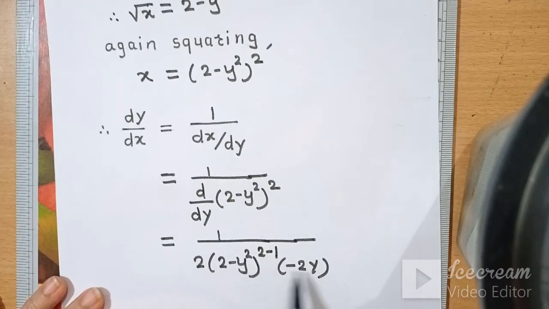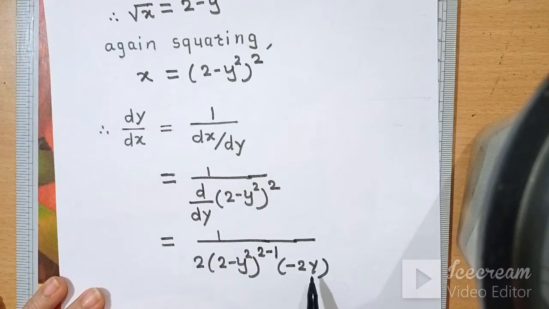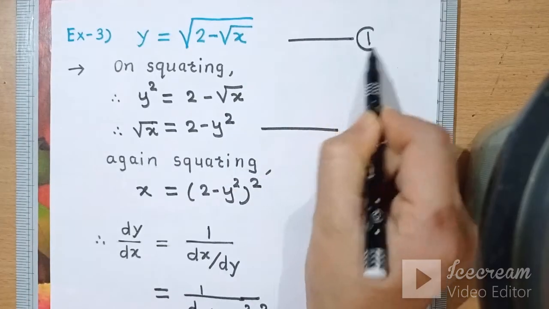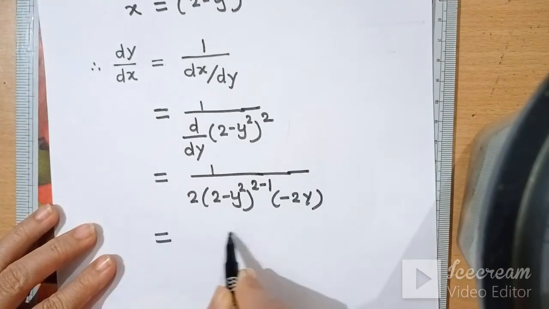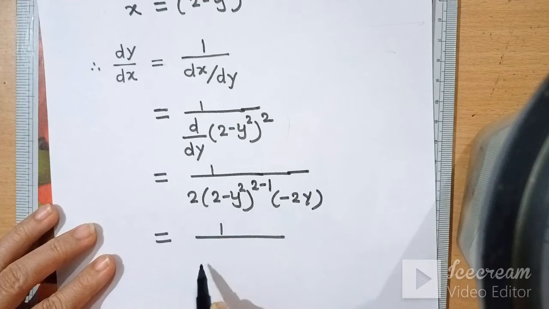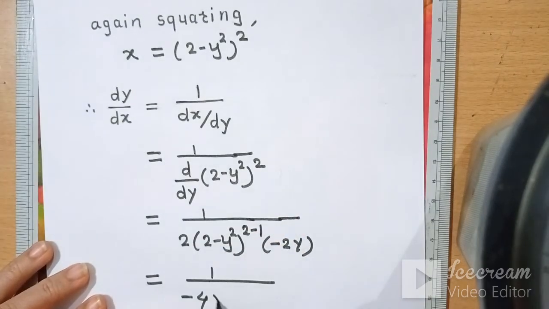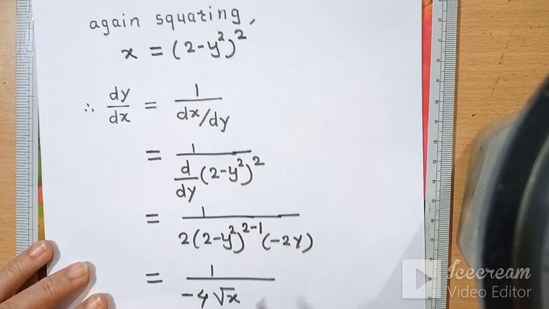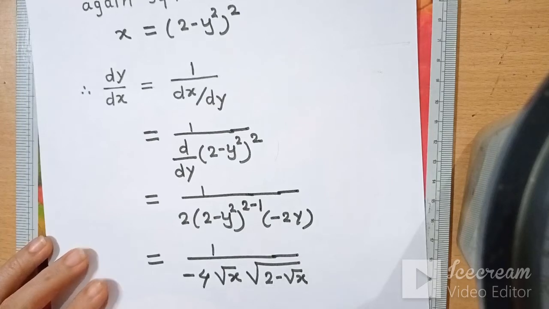Now this is a function of y, but dy by dx should be a function of x. So by 1 and 2 in the last step, that is equal to 2 into 2 minus 4 into (2 minus y square), which is root x, and this y means root 2 minus root x is the final answer.